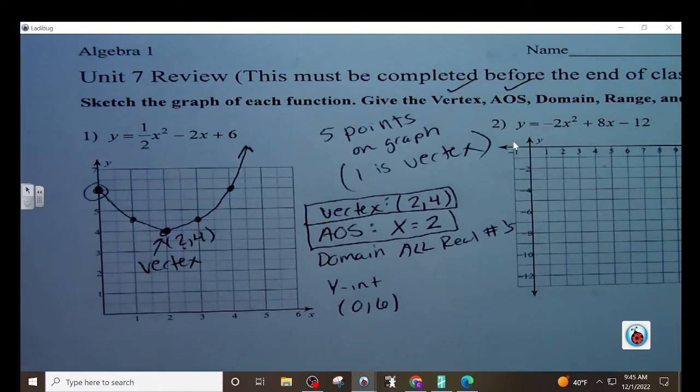All real numbers. You can put negative infinity to positive infinity, but all real numbers is fine.